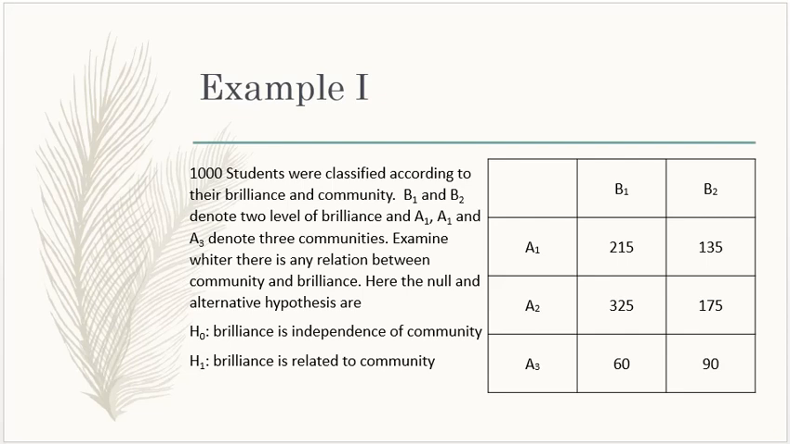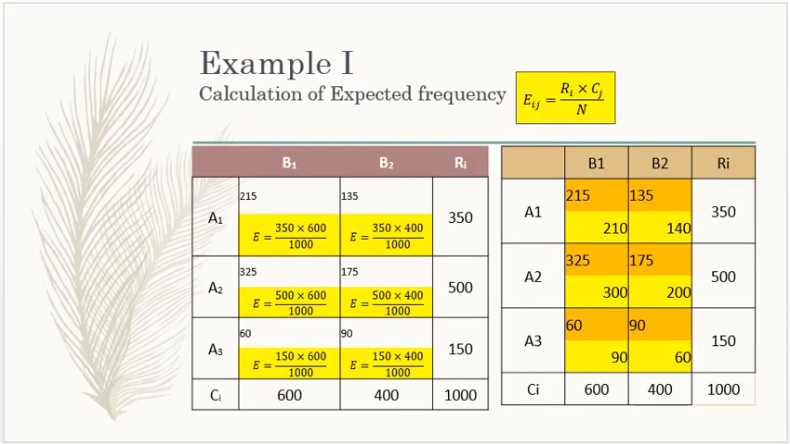These values given here are called the observed frequencies, or O, as in the earlier class on goodness of fit. So here 215, 135, 325, 175, 60 and 90 are called observed frequencies. Now the next step is to calculate the theoretical frequencies. Here we do not have any distribution, so we cannot calculate the theoretical frequency as we did in goodness of fit. So how is the theoretical frequency calculated?